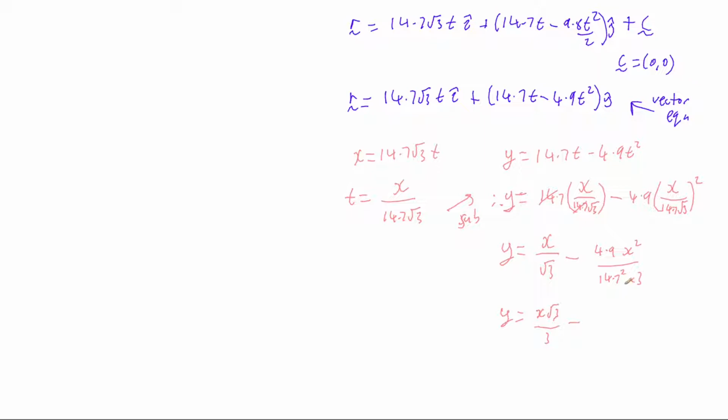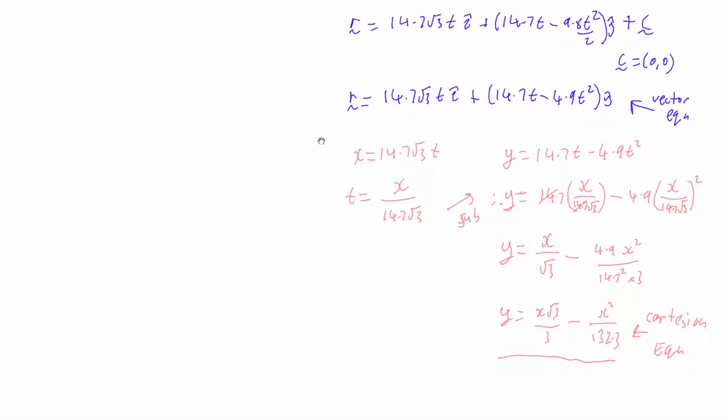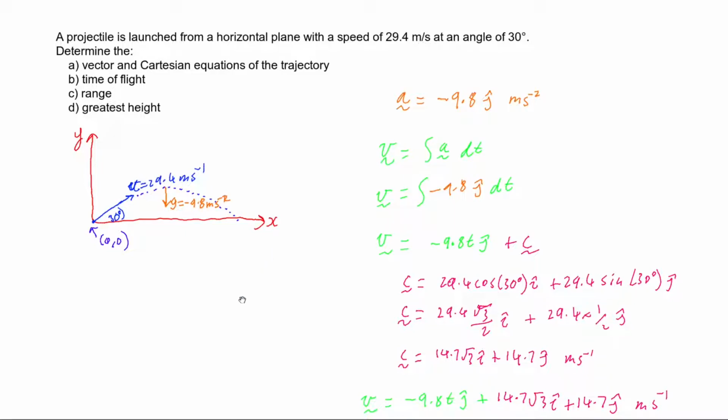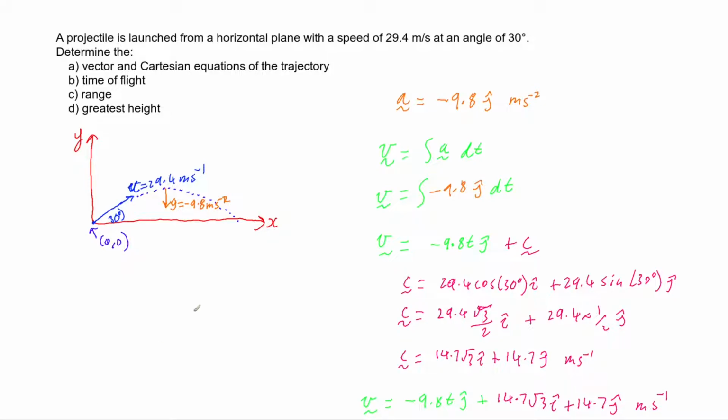And if we work out what 4.9 on 14.7 squared times 3 is, then that works out to actually give us only x squared on 132.3. So there we go. We now have the Cartesian equation for our trajectory. And as we can see, it's a quadratic, which makes sense because we quite often know that when we throw something, it follows a parabolic path. So all of that gives us the answer to part A.